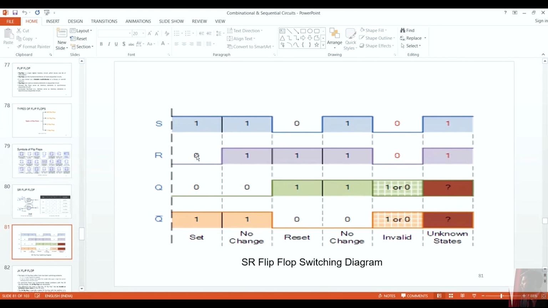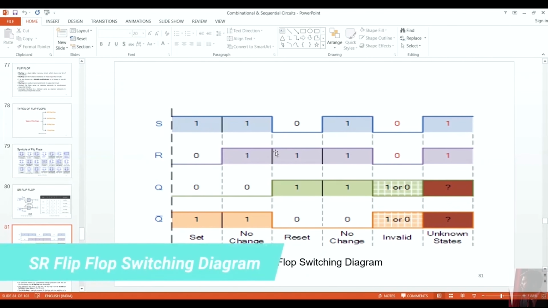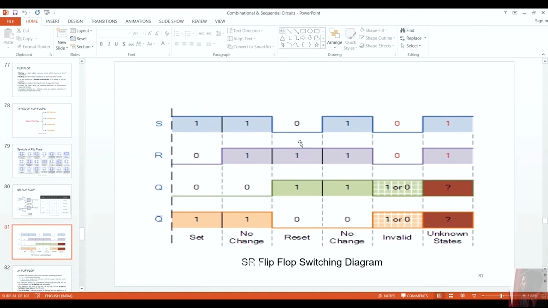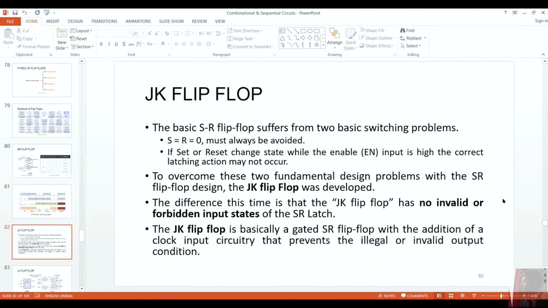I will try to the best of my capability to tell you what rising edge and falling edge are all about. This is a rising and this is a falling. You can see that we are giving 1 1 and this is 0 over here, and then it will go to 1, so there is no change. And then you're going to reset because it is converting from 0 to 1, so it is a reset. Again 1 1 is no change, 0 0 is the invalid condition, and 1 1 is an unknown state, we don't know that. I hope this is clear. So this is the timing diagram or switching diagram for the SR flip-flop.